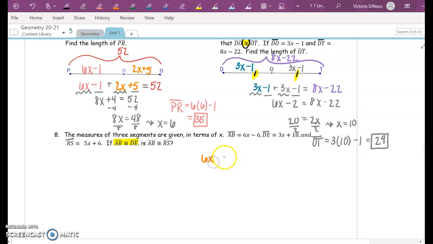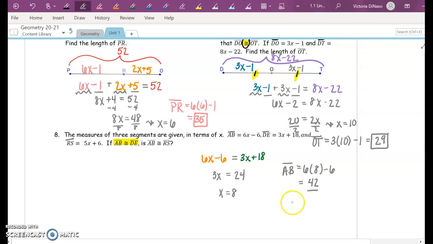So AB, we have 6x minus 6, and the question is, will this all end up being the exact same? So I'm going to set it equal to 3x plus 18. Pause the video and solve for x. You should get that x equals 8. So now let's figure out what all of the segment measures are. So we have AB, 6 times 8 minus 6. 48 minus 6 is 42, so that's one of our lengths.